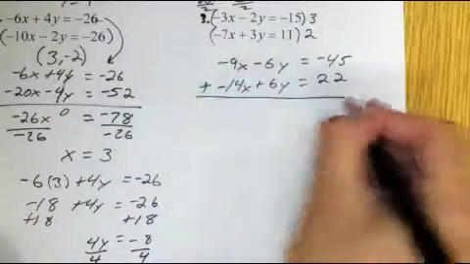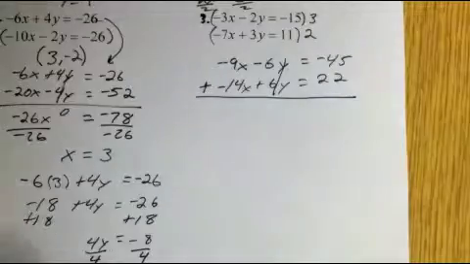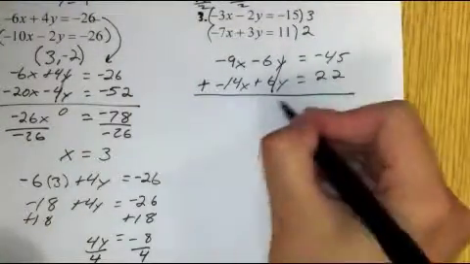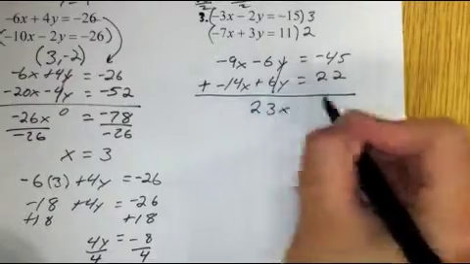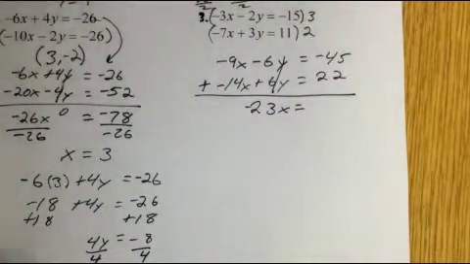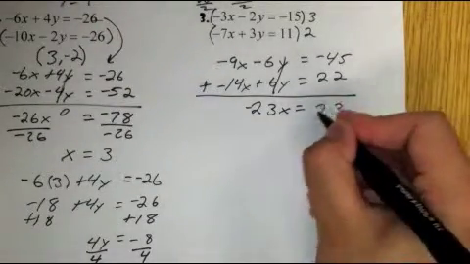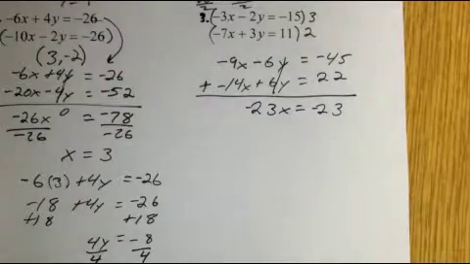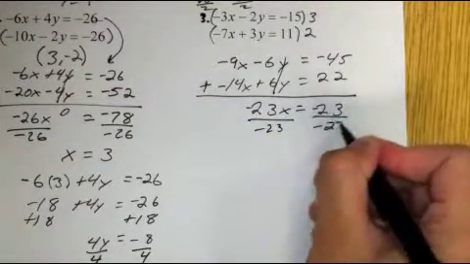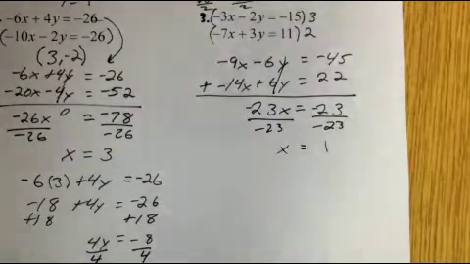Add straight down because we can eliminate. Goodbye y's. Okay, negative 9 plus negative 14. You should have gotten negative 23. Okay, negative 45 plus 22. You should have gotten another negative 23. Last step. You get 1 because negative divided by negative is a positive.